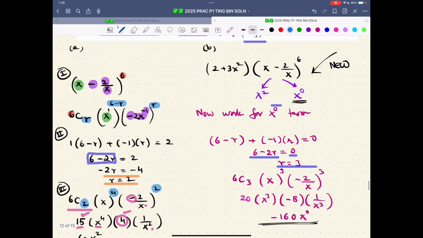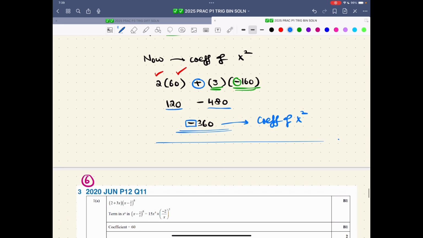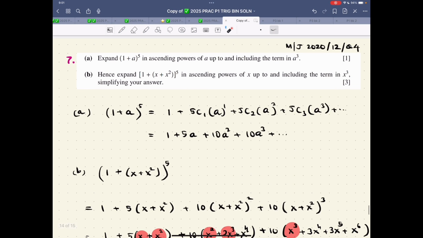Are they asking for the coefficient? Yes, they're asking for the coefficient. So that is the answer for this particular part: coefficient is 60, coefficient is negative 360. Now let's move to the next one. Last question, May/June 2020, variant 1, question 4. Expand 1 plus a raised to the power of 5 in ascending powers of a up to and including the term in a cube. Expanding 1 plus a to the power 5, you get 4 terms.